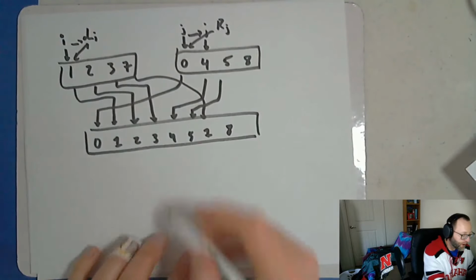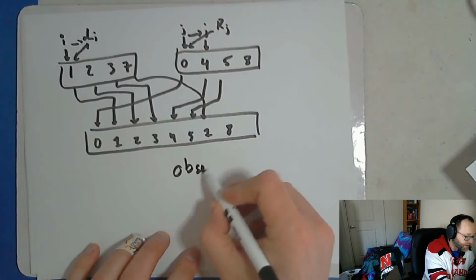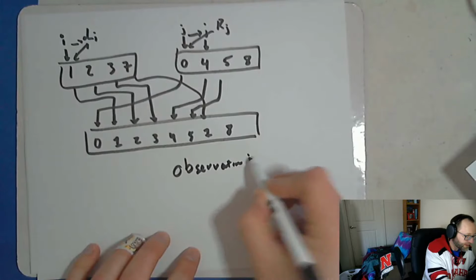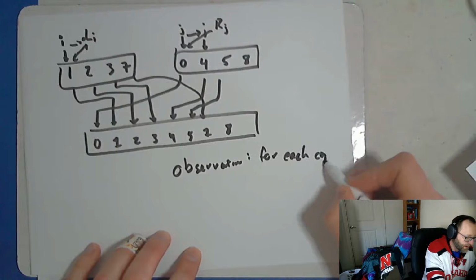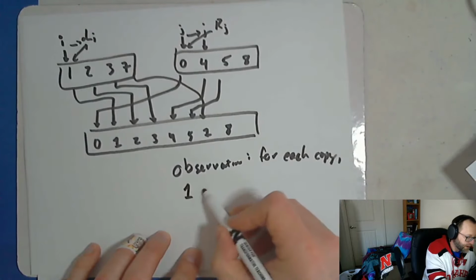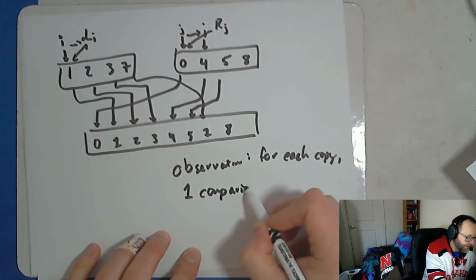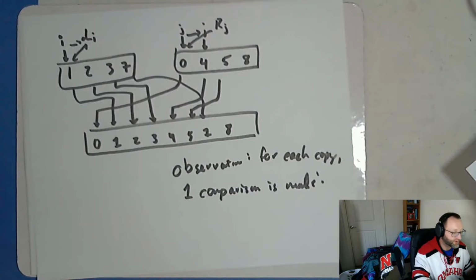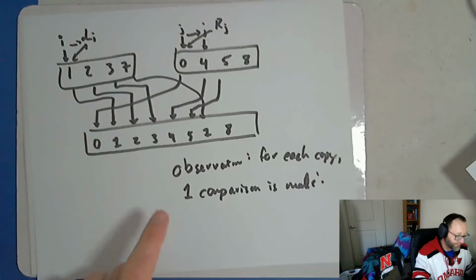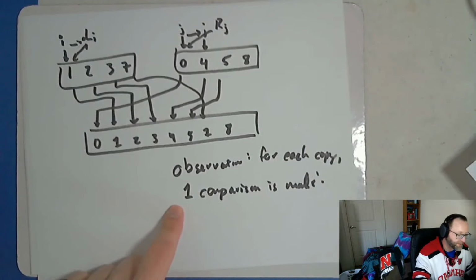Right? My observation on this here is that for each copy, one comparison is made. That's why I'm not going over the pseudocode. The pseudocode is available in the Computer Science 1 book and a couple of other locations. But for each copy, one comparison is made.